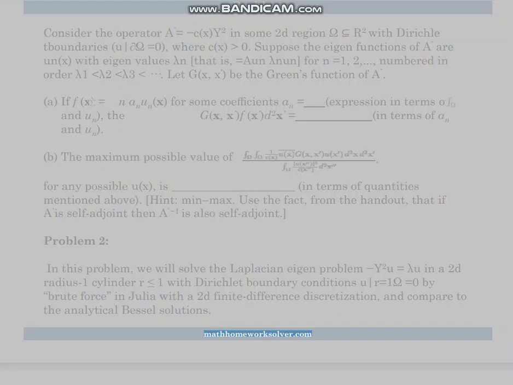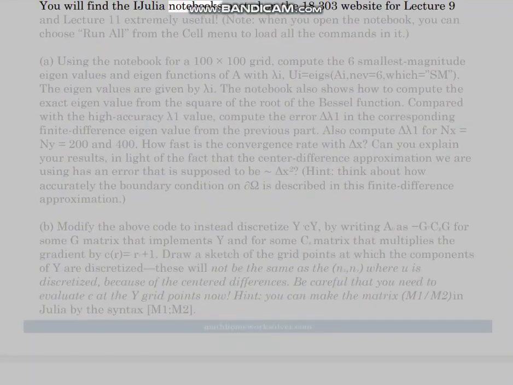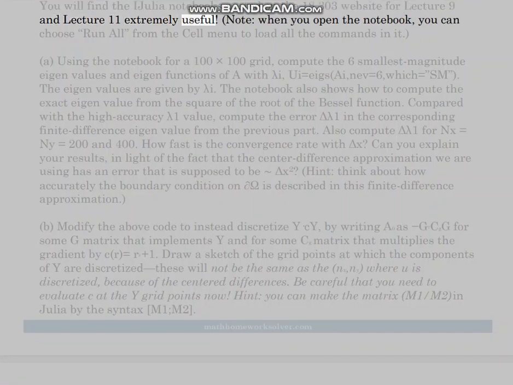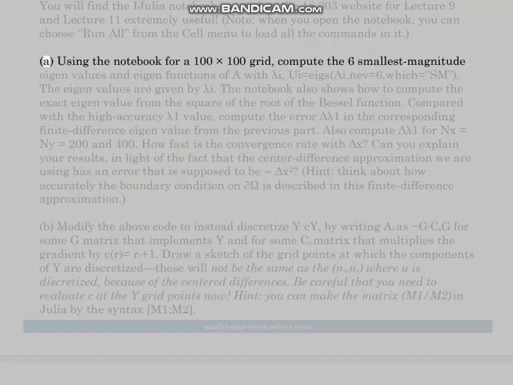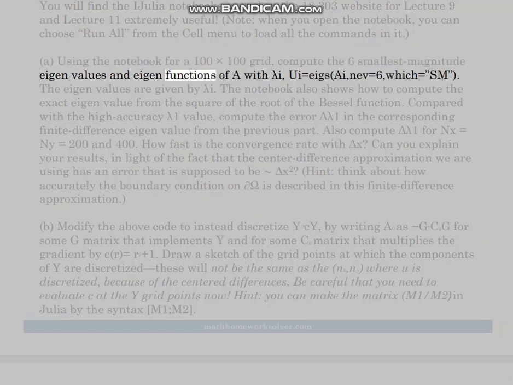You will find the iJulia notebooks posted on the 18.303 website for Lecture 9 and Lecture 11 extremely useful. Note: when you open the notebook, you can choose Run All from the cell menu to load all the commands in it. Using the notebook for a 100 by 100 grid, compute the 6 smallest magnitude eigenvalues and eigenfunctions of A with λ, U = eigs(A, nev=6, which=:SM).